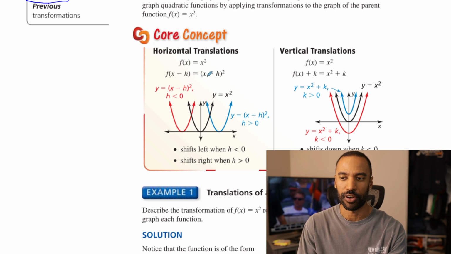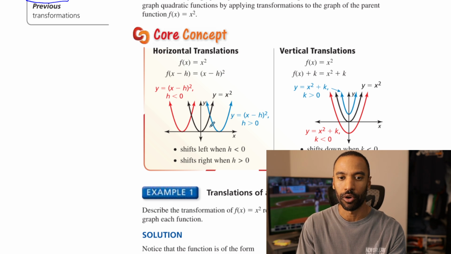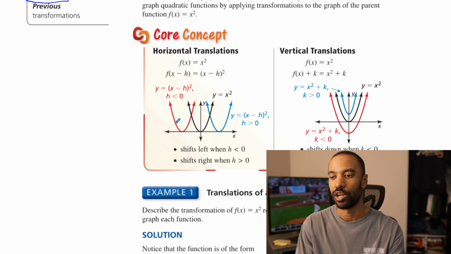Anyway, it just takes the place of your input, but the x minus h means if h is greater than 0, it'll truly show up as a minus, and we're going to be shifting to the right. And if h is less than 0, it'll look like a plus. It'll look like x plus 2 or something like that, and we're going to go to the left.